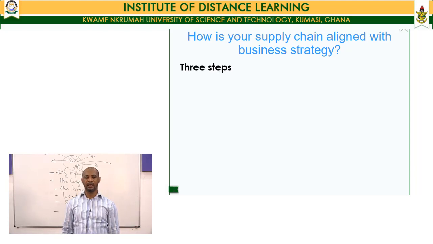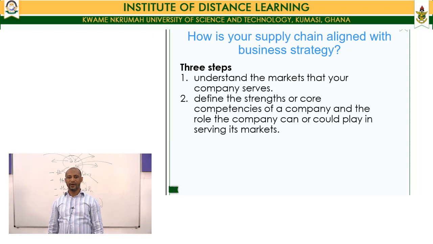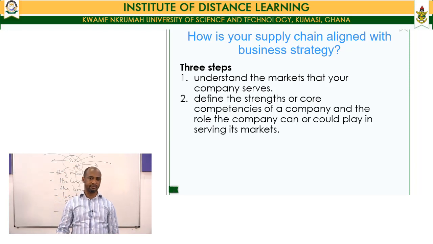So we say that there are 3 steps. First, understand the market that your company serves. What is the nature of the market? Who are in it? What do they want? Define the strengths or core competence of your organization and the role the company can or could play in serving this market. So let's say that you are GASM.